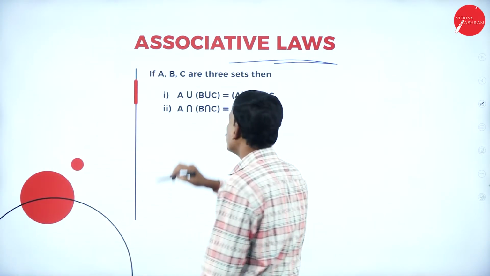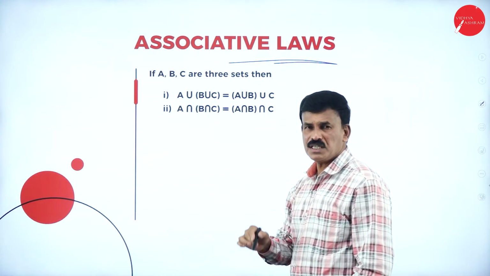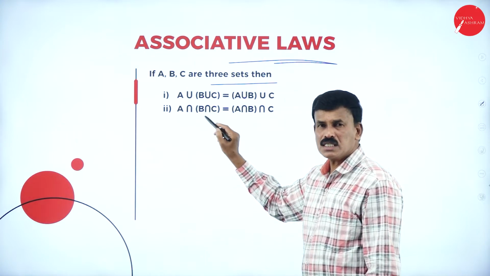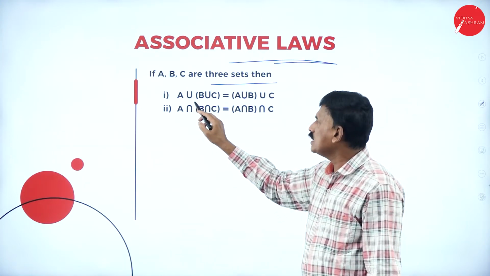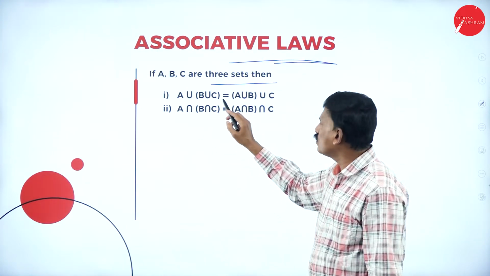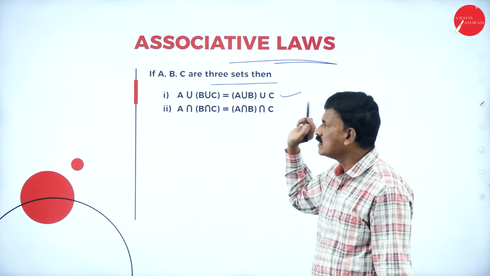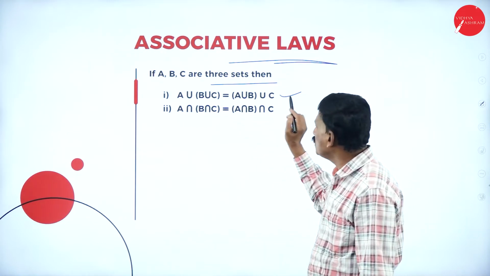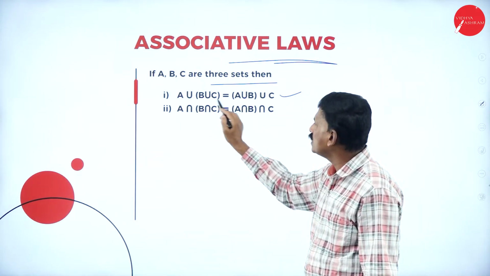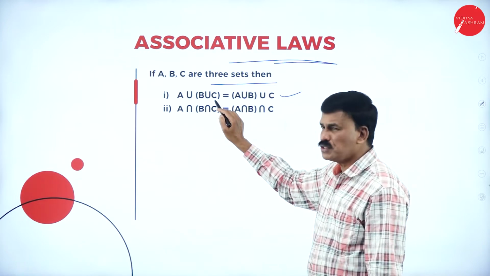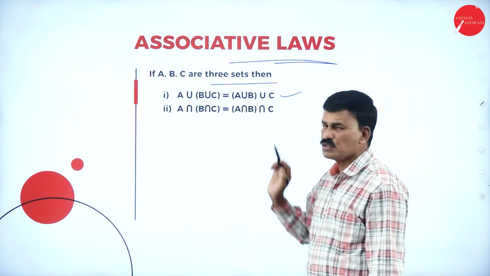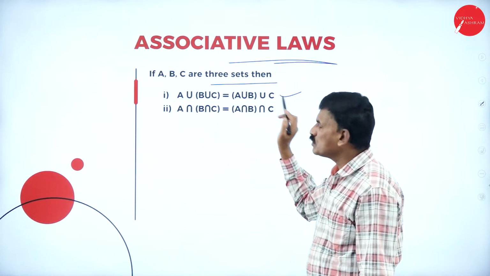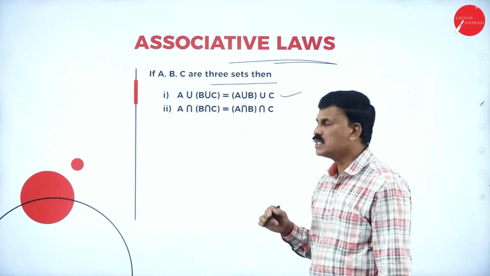This is also important. For any three sets A, B, C, just interchanging the brackets, that's it. (A union B) union C is equal to A union (B union C). Just interchange the bracket: A union (B union C), here it is B union C, then it is A union that. How to read? (A union B) union C is equal to A union (B union C).